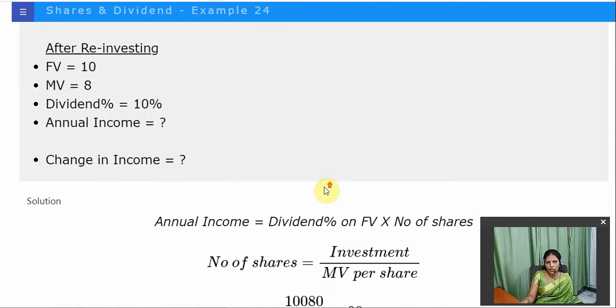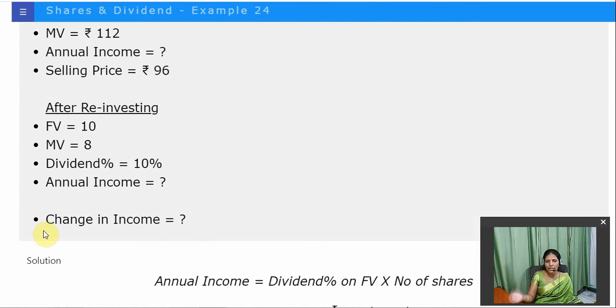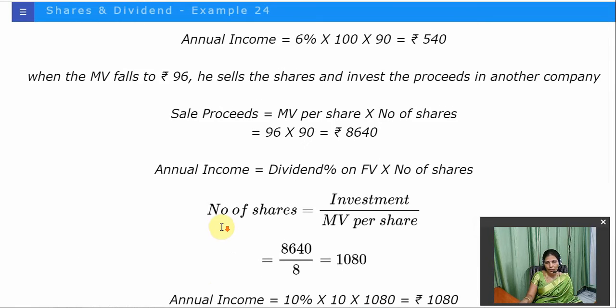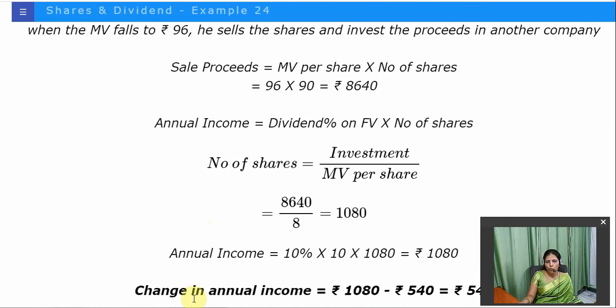Now what is the question actually? They are asking the change in income, right? Now change in income is equal to the income from the second company minus the income from the first company. So subtract, and you get 540. Actually the answer is 540. So the change in his annual income is 540.